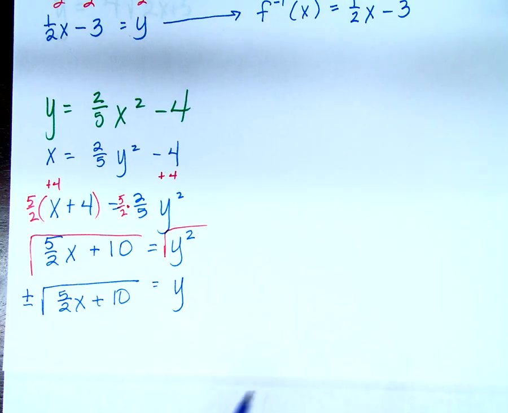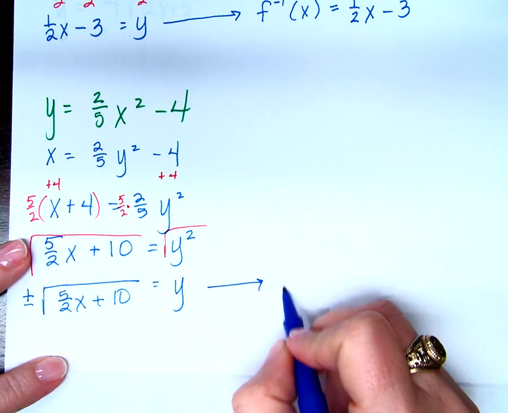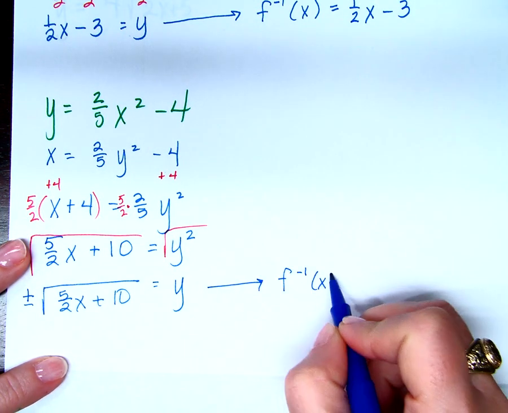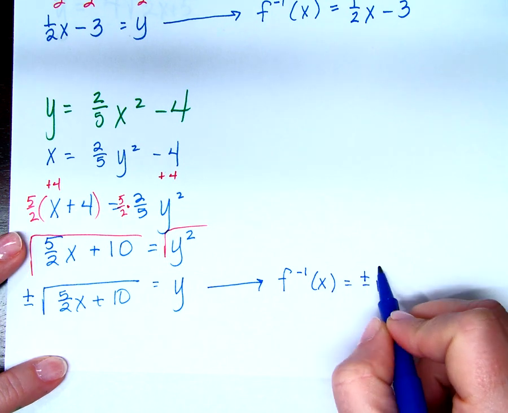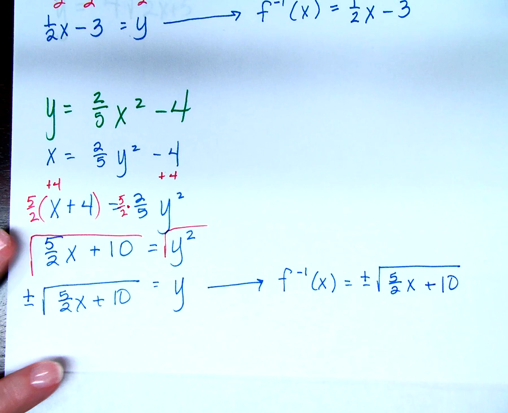So am I done? Almost, right? Come over here and we write f negative 1 of x equals plus or minus the square root of 5/2 x plus 10.